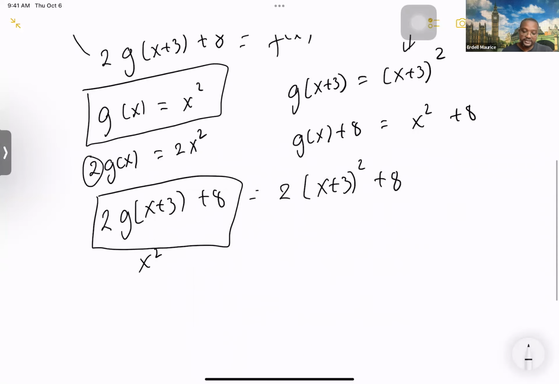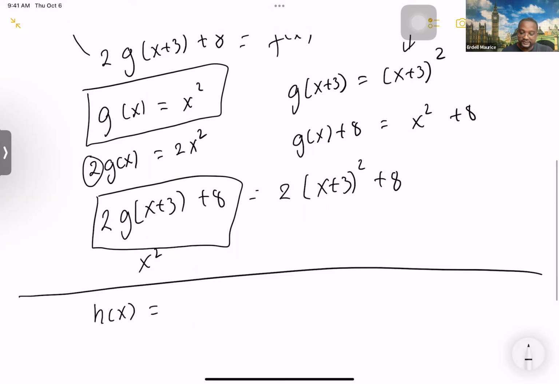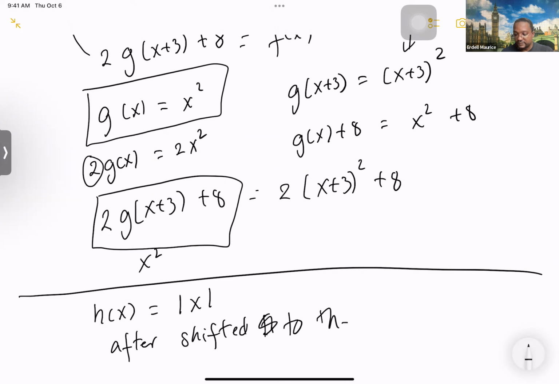Let me get you guys to think a little bit. Let's say I have a function h of x, and h of x is the absolute value of x. Can you write the equation for h of x after it's been shifted to the right 4 units and shifted up 6 units?